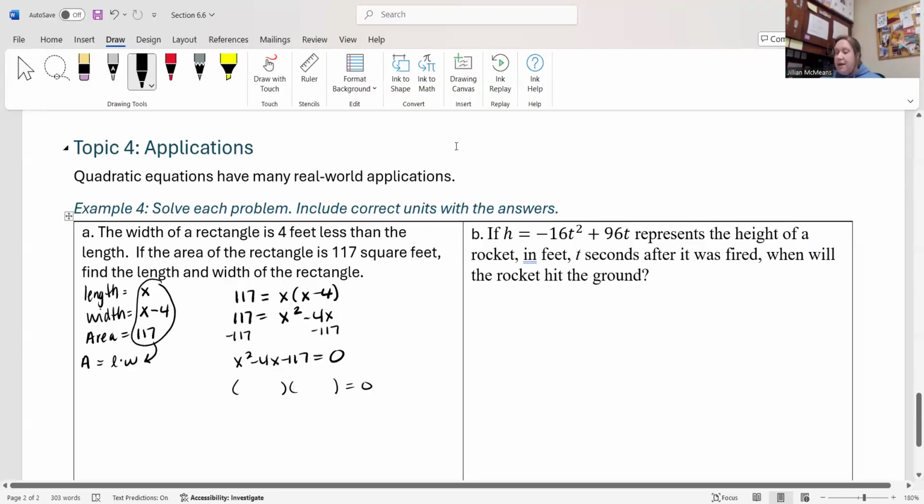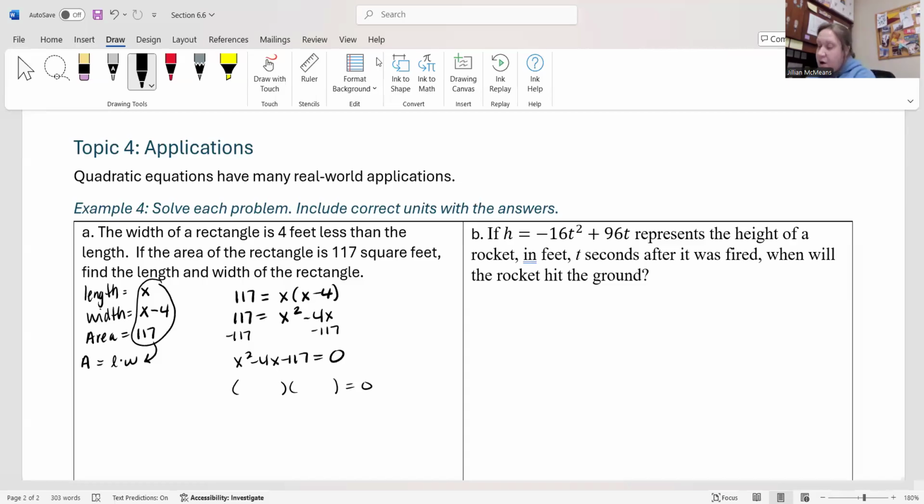Okay, so again, we know our factor pairs are 3 and 39, and 9 and 13, but let's figure out signs. Okay, we know we need to have a product of negative 117. So that means one of the factors has to be positive, one of the factors has to be negative. And we need to have a sum of -4. So that means the larger of the factors needs to be the negative one.